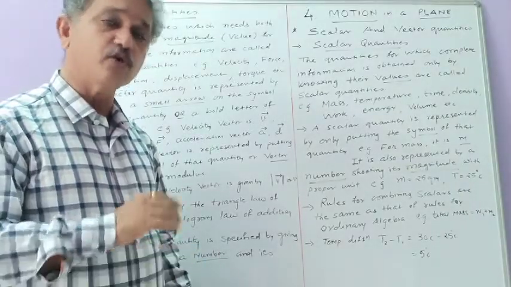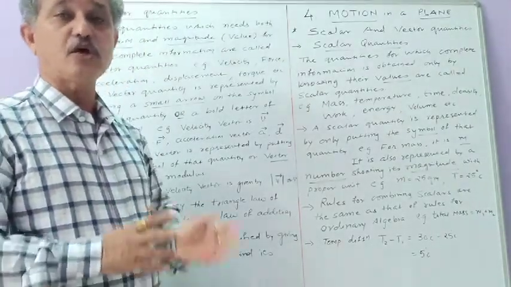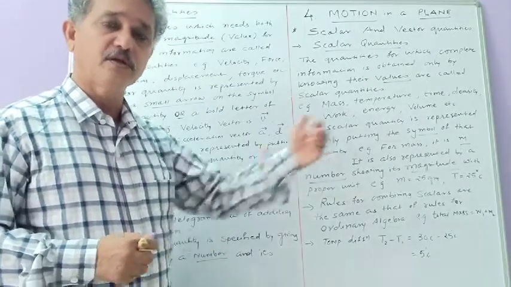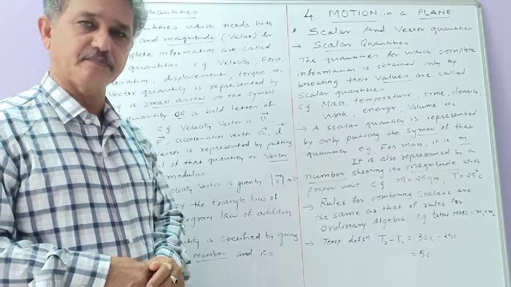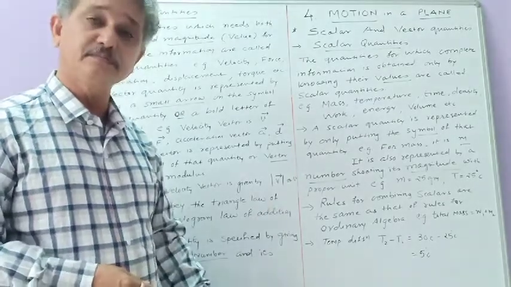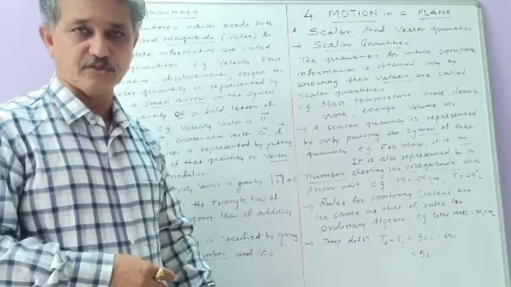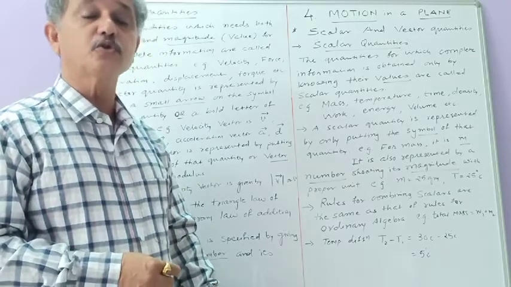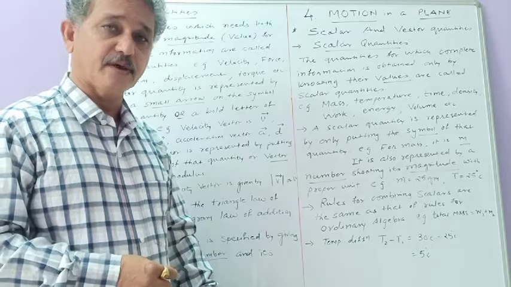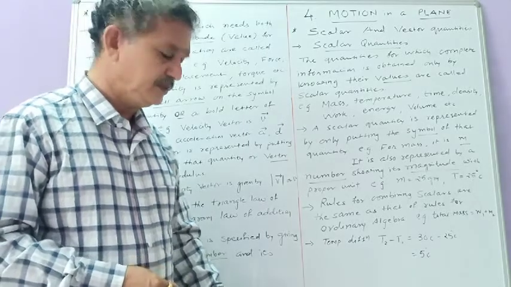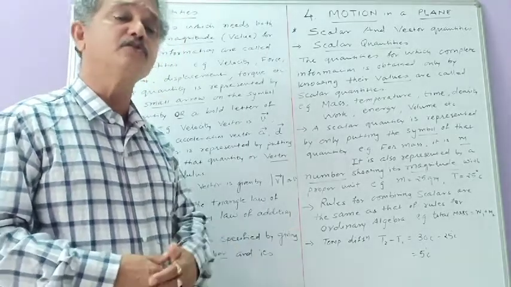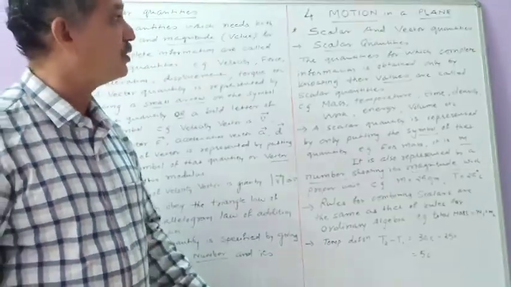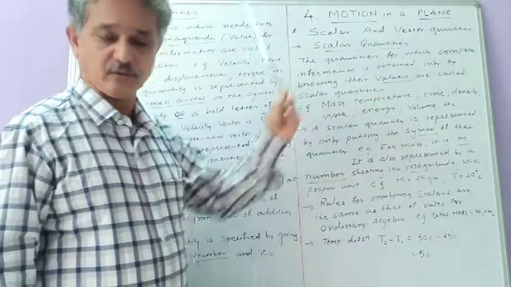In this chapter you will also study about the equations of motion of a particle moving with constant acceleration. You also study in this lesson about the projectile motion, which is most important. And next you will also study in this chapter about the uniform circular motion, which is also the most important. So first we study about the scalar quantities and vector quantities.